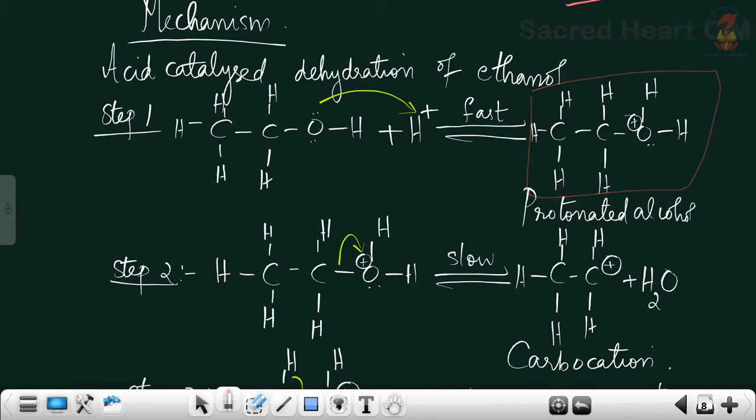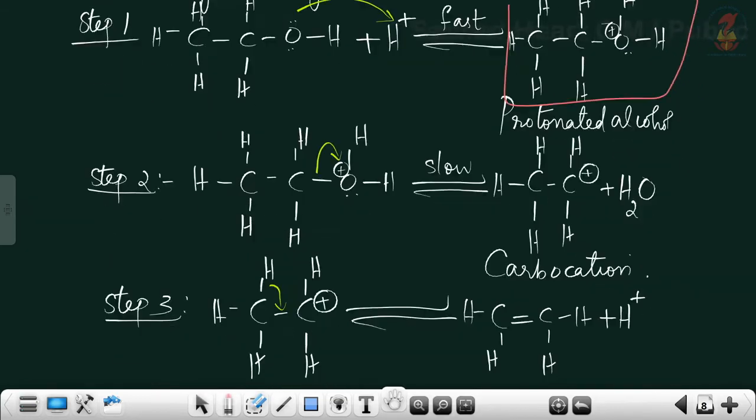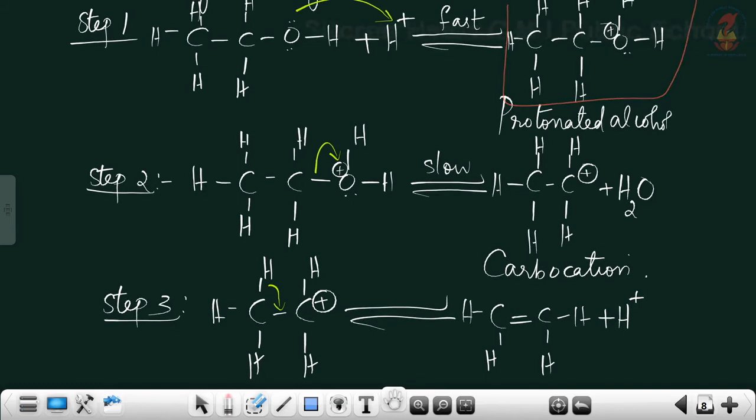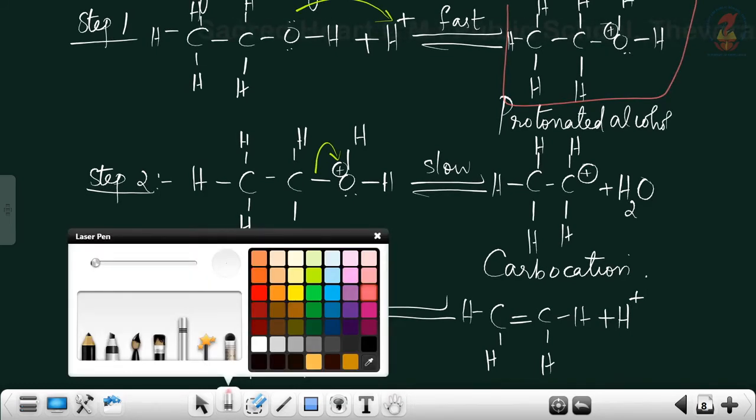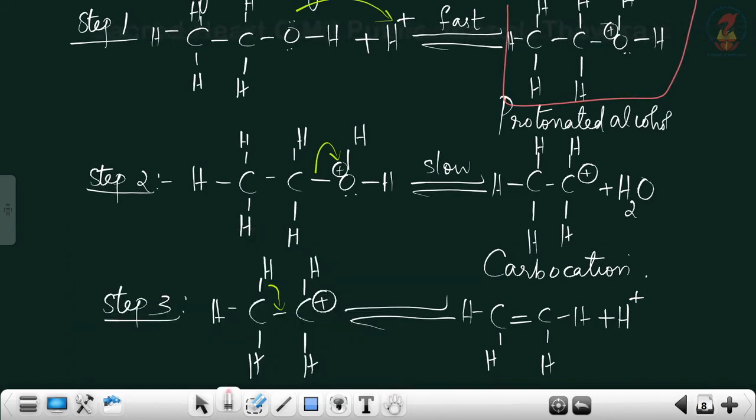Now, the second step is the formation of an intermediate carbocation. So, in the second step, the protonated alcohol will slowly form an intermediate carbocation. You can see how this is formed. The C-O bond is broken, that bond pair is shifted to oxygen and this part is removed as H2O. And you get a carbon carrying a positive charge, that is a carbocation.